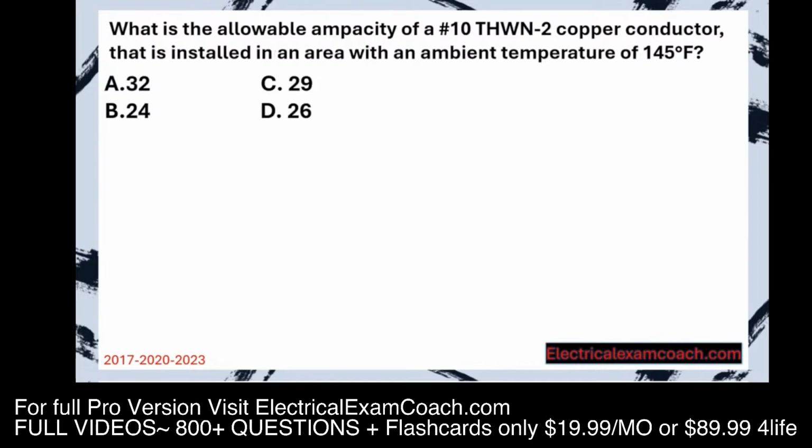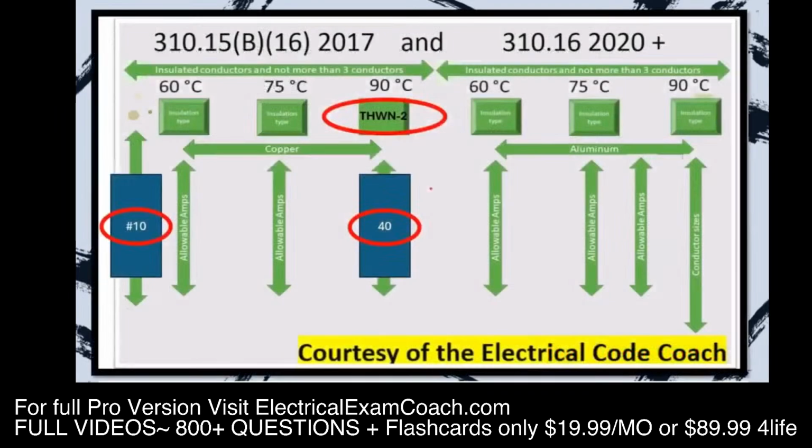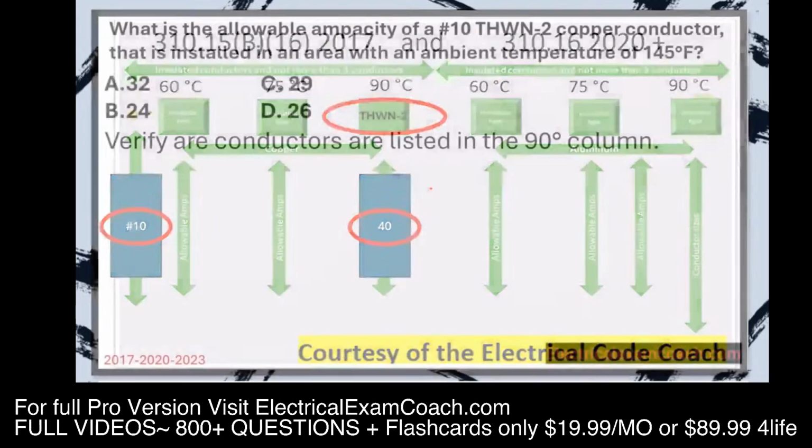What is the allowable ampacity of a number 10 THWN-2 copper conductor that is installed in an area with an ambient temperature of 145 degrees Fahrenheit? Step 1, we're going to verify that our conductors are listed in the 90-degree C column. We head to the table, we look for THWN-2, and sure enough, they're there.